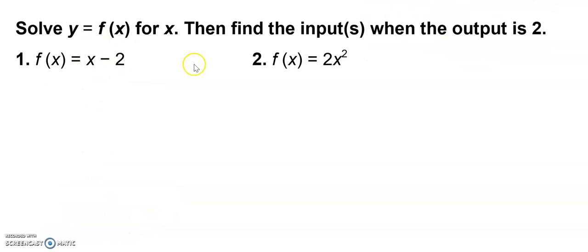So I want you to do number 1 and number 2, similar sort of process. Solve for x in both instances, and then find the input or inputs when the output is 2. Pause the video, do that for 1 and 2, unpause when you're ready to discuss.